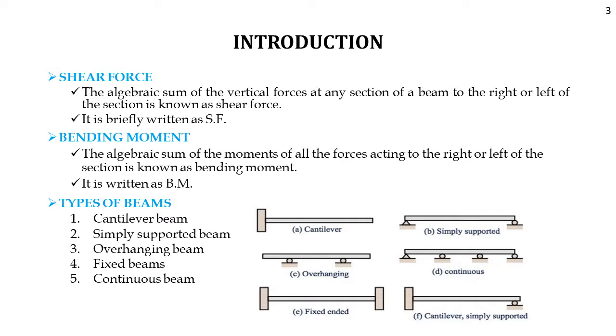The third one is overhanging beam. As you can see from figure C, the beam is freely supported at any 2 points and has one or both ends projected beyond these supports. And the fourth one is fixed beam. A beam whose both ends are fixed or built into walls is known as a fixed beam. And the fifth one is continuous beam. A beam which is provided with more than 2 supports, as shown in figure D, is known as a continuous beam. Figure F is a propped cantilever. Here a cantilever beam with a roller support will be there at the free end.